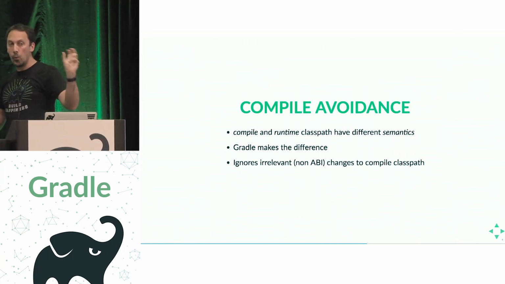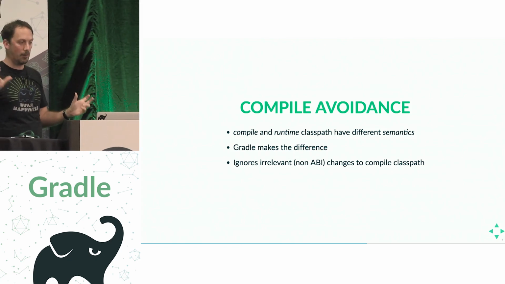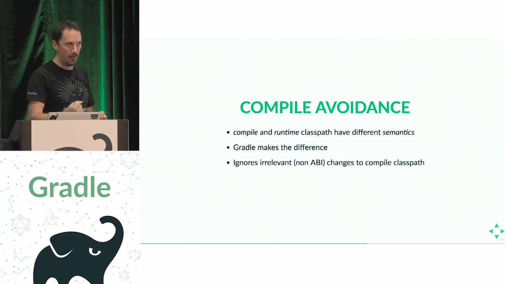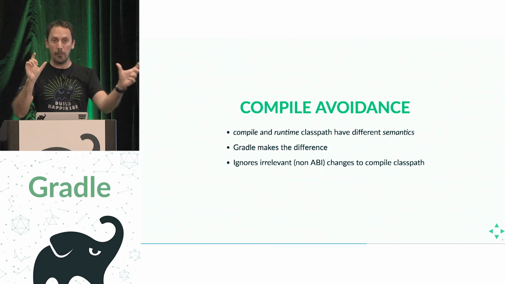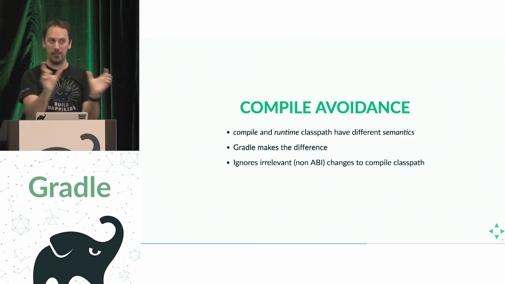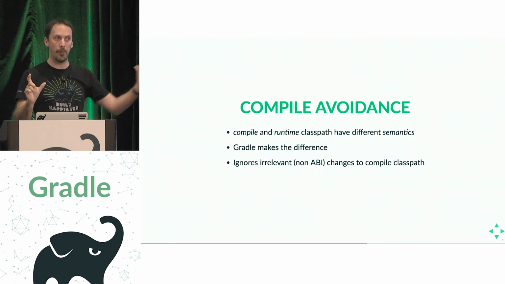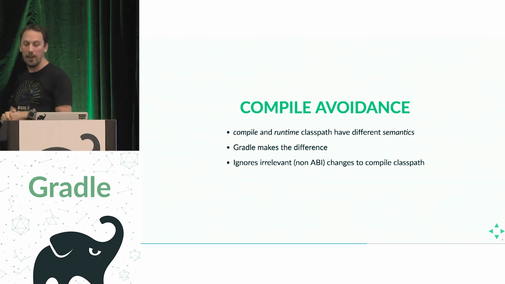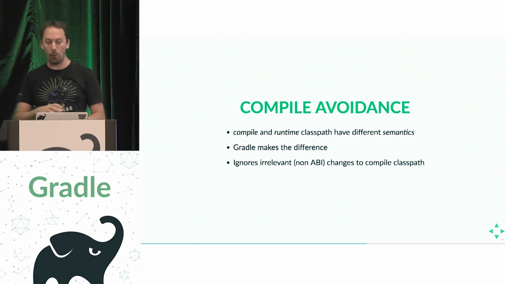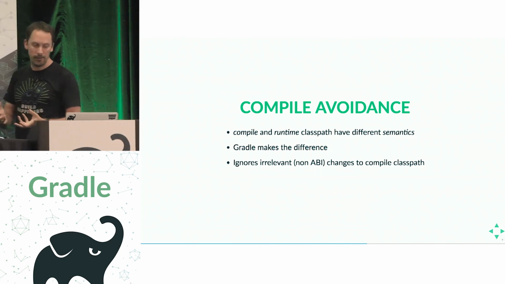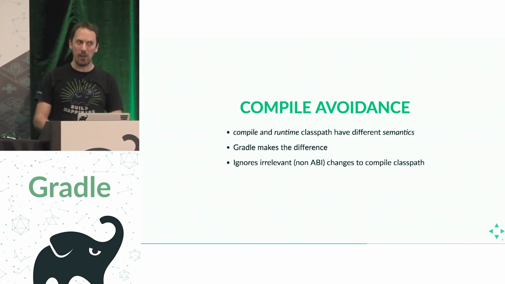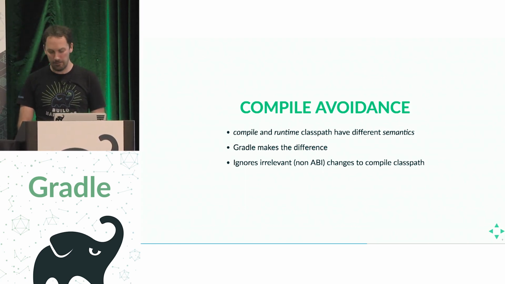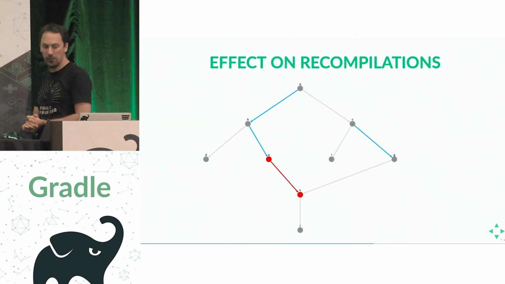So we have made the difference between the compile and runtime class path, and they have different semantics, right? It's not just about the values that you put on the class path. You can have compile and runtime class paths having exactly the same jars. The semantics are different. One is used to compile, the other is used to run. And Gradle makes the difference. So in the end, what we do is ignore all the irrelevant non-ABI changes to the compile class path. So it seems like magic, but it's not. It's really trying to do something smart.